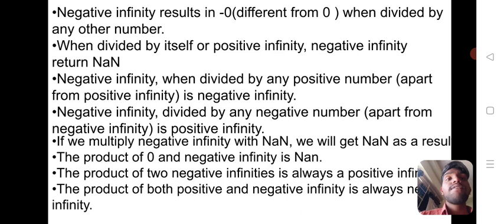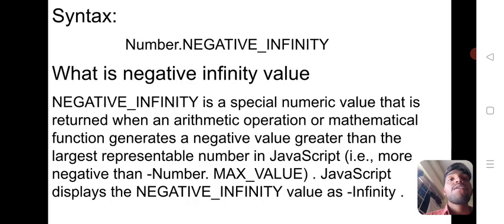Negative infinity when divided by any positive number apart from positive infinity is negative infinity. Negative infinity divided by a negative number apart from negative infinity is positive infinity. If we multiply negative infinity with NaN, we will get a NaN result. Syntax: Number.NEGATIVE_INFINITY.